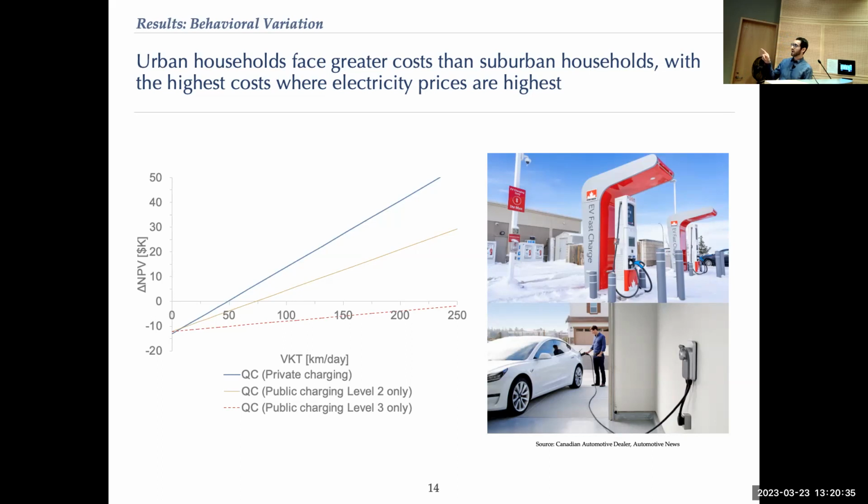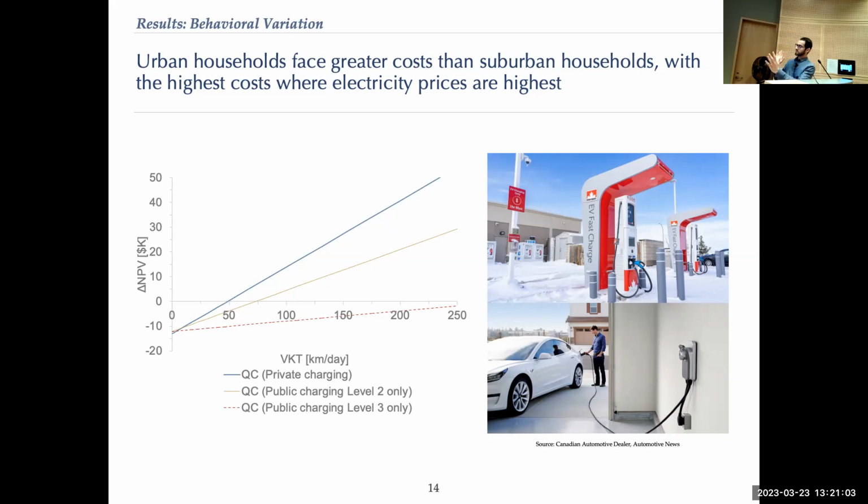Versus if I were to rely on level 2 public charging, which is a little bit faster than plugging into your wall, I'd have to drive about 75 kilometers per day. Versus, and this is a bit of an unrealistic scenario, but I'm putting it there just for the sake of comparison, if I were to rely only on level 3 public charging, which is that really big plug that only takes about 20 minutes to charge up your car, and also costs more money to do it, that would require me to drive over 250 kilometers per day.